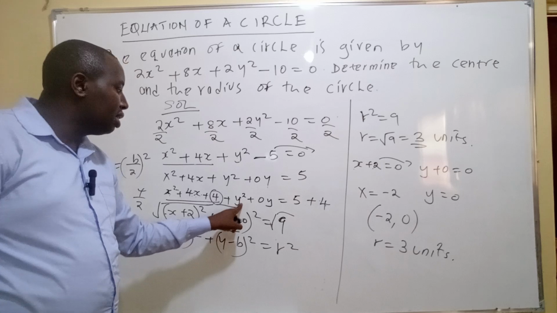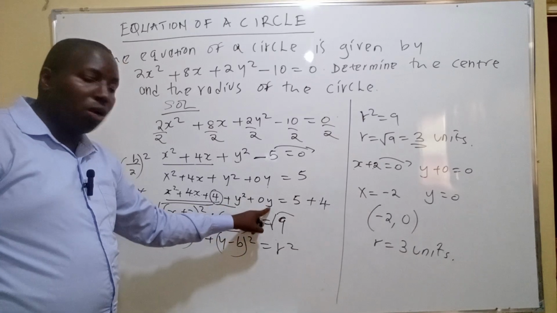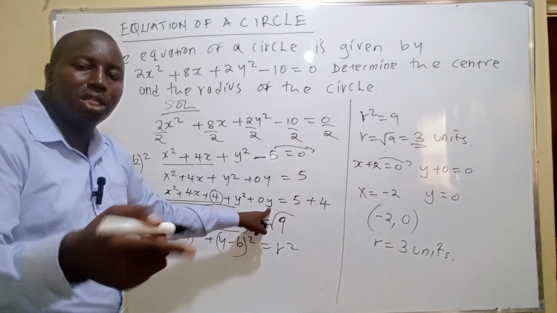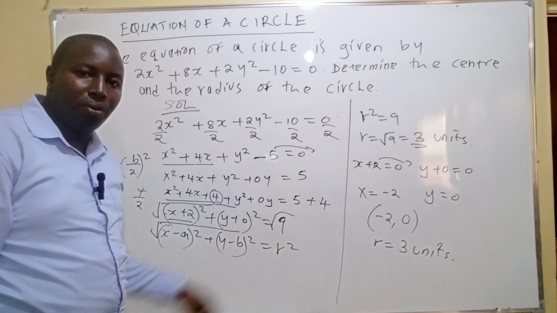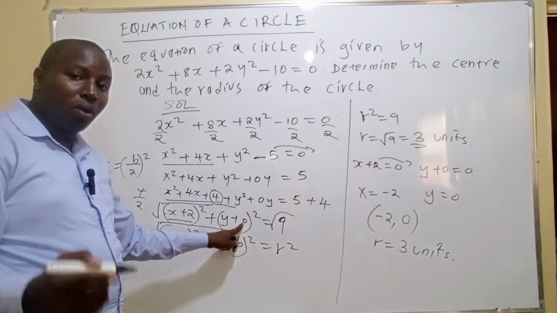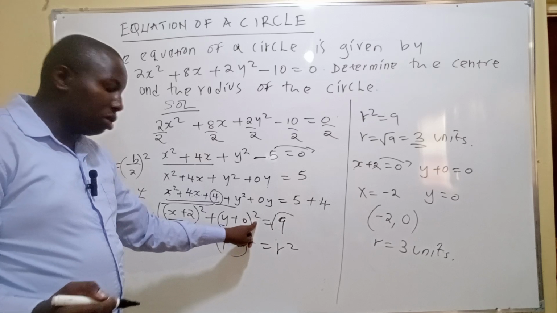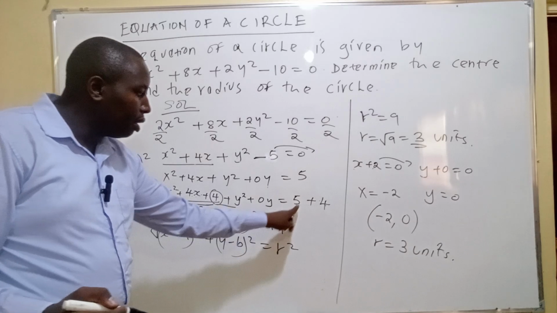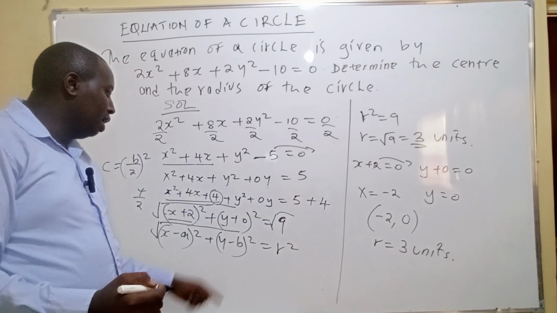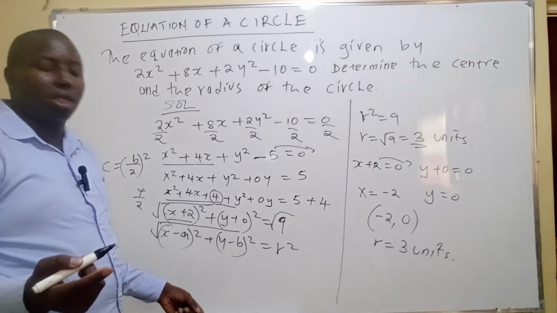Then here, this is y squared plus 0y. So b is 0. B over 2, 0 over 2 is 0, squared is 0. So you still add 0. Therefore, to factorize, you take y plus 0 squared, which is equal to 9. Then you find the square root.